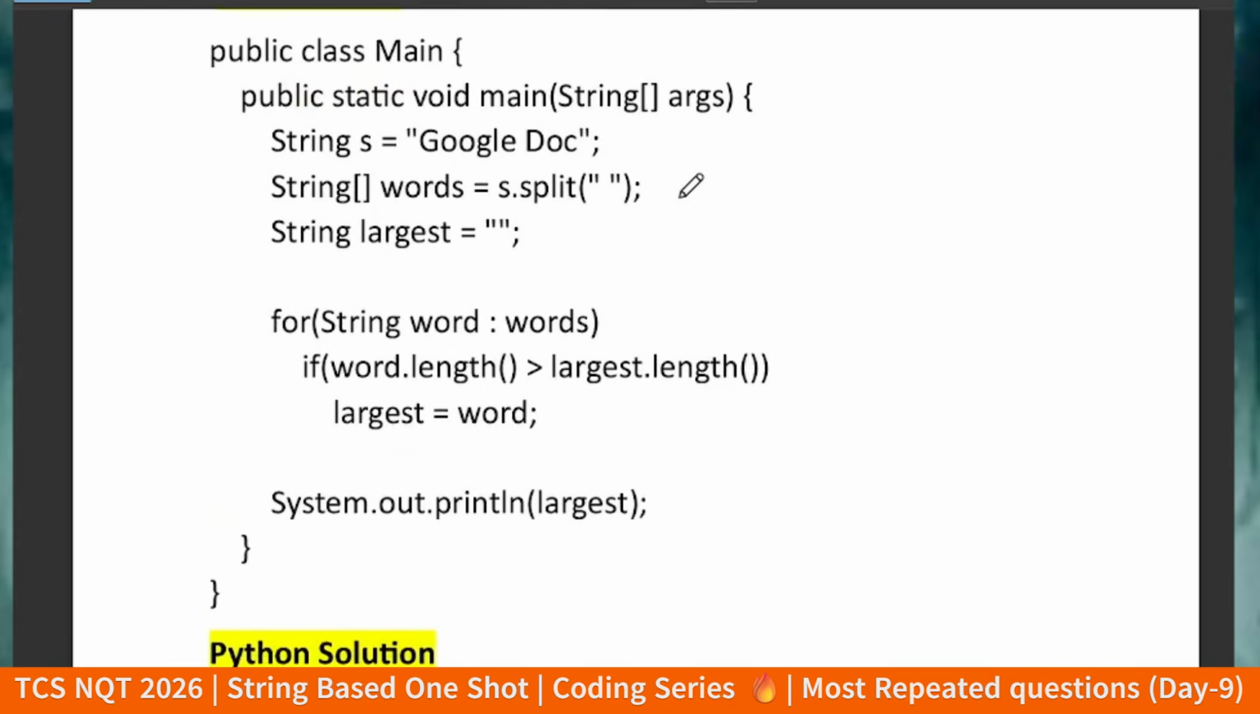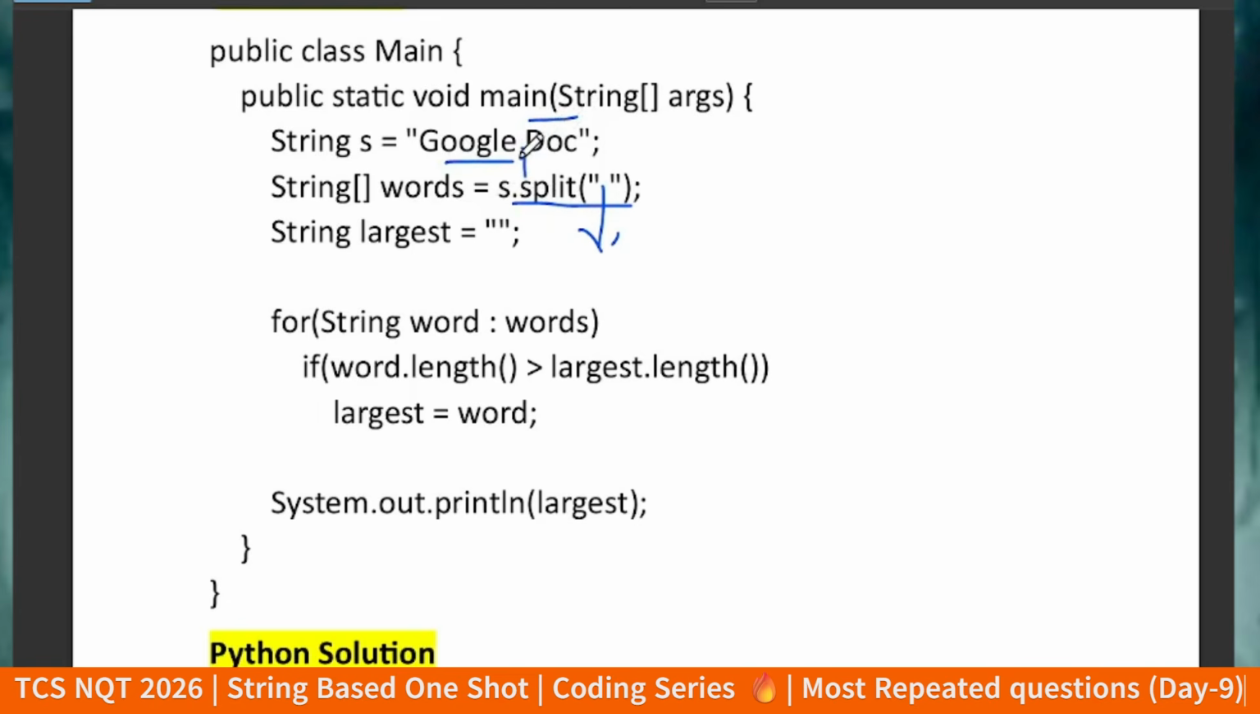Coming to the Java solution, so here String s = "Google Docs" and String[] words = s.split(" "). So it will basically split those values on the space. Means what actually I am trying to tell. Suppose this is Google Docs. So when you use s.split with a space, then it will separate those two strings.